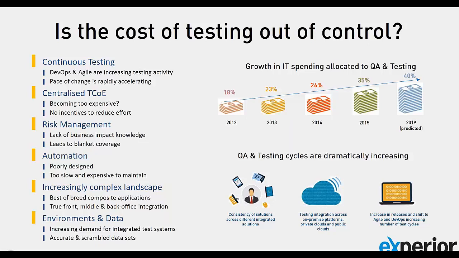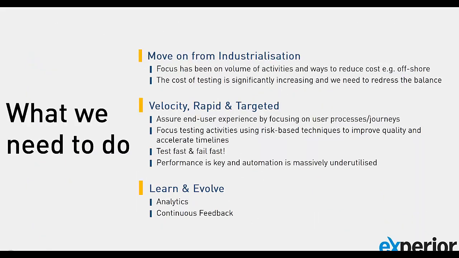And then the big one that quite often goes unanswered is around your environments and data. How do we manage that? How do we manage with accurate but scrambled data? Very few test environments actually live with scrambled data.